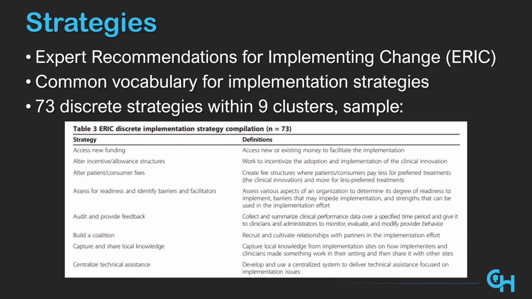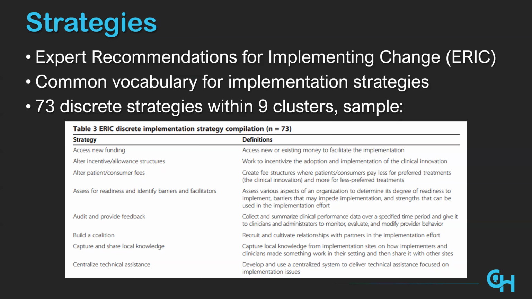And just to show you an example of how these are organized. So this table within this paper lists all 73 of these discrete strategies, and just alphabetically to show you an example of what these look like. So a strategy may include accessing new funding, which has a fairly straightforward definition of accessing new funding.